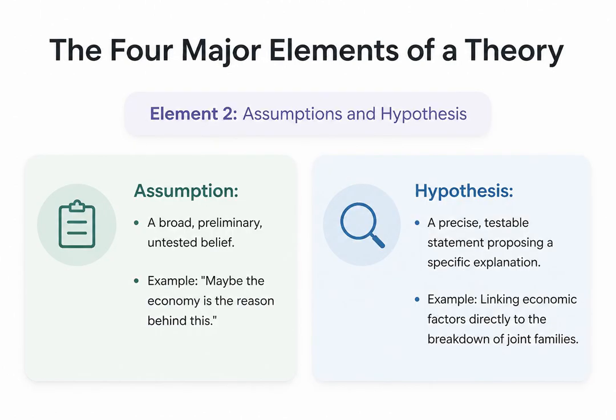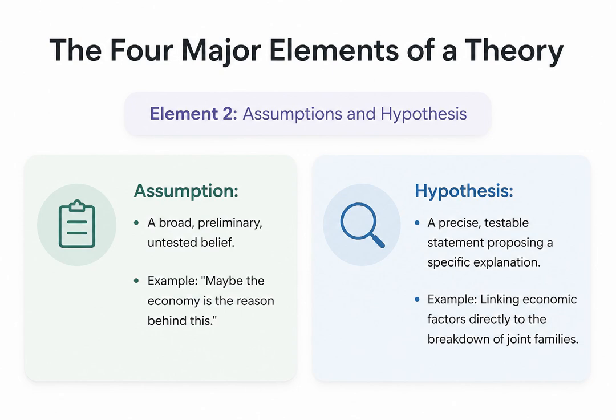Once you have your question, you move to the second element, which involves 2 steps, assumptions and hypotheses. An assumption is your intuitive hunch. It is a broad, untested belief about what might be causing the phenomenon. In our urbanization example, your assumption might be that economic changes are driving this shift.